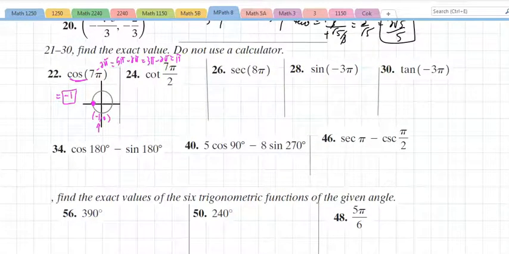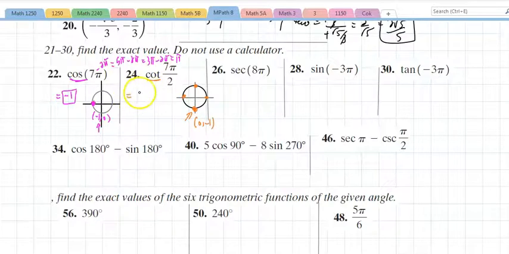How about 7 pi over 2? What do you think 7 pi over 2 is? Well, let's see. If I run this, that is 1 pi over 2, 2 pi over 2, 3 pi over 2, 4 pi over 2, 5, 6, 7 pi over 2 is right there. Isn't that point 0, negative 1? I want the cotangent. Isn't cotangent the cosine of 7 pi over 2 over the sine? Cosine is 0. Sine is negative 1. That will be a 0.